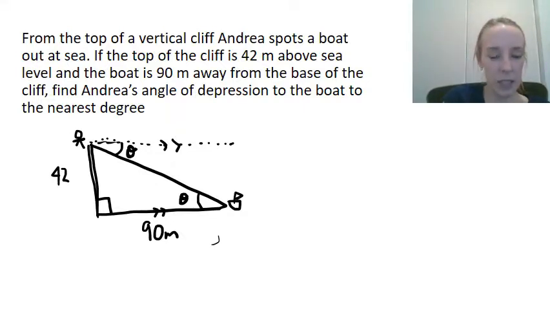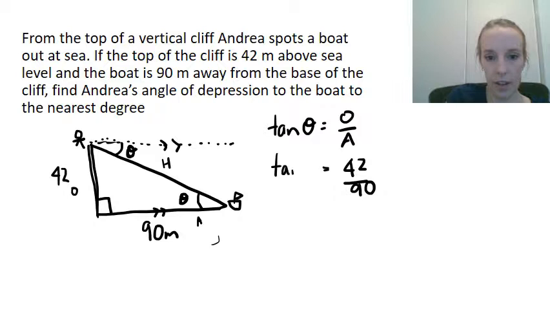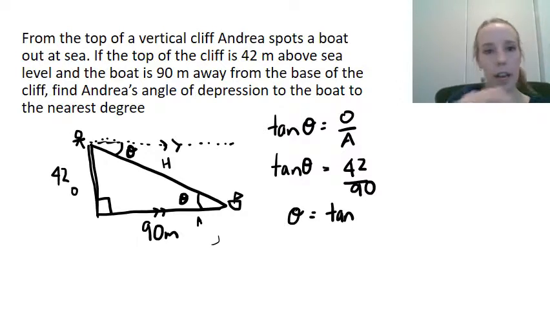Okay, so if we look at this, we've got our hypotenuse, we've got our adjacent, and we've got our opposite sides. So again, we're going to be dealing with tan. So tan of an angle is equal to our opposite over our adjacent, so we can fill that in. So that's 42 over 90. But we want to find what the angle is, so we're going to have to use our inverse operations. So we're going to find our inverse of tan. So the inverse of tan, 42 over 90, will give us that unknown angle there.